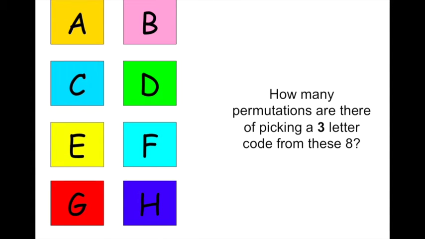Let's just look at one example when we've got some extra letters in there. If I was going to try and choose the permutations for a 3-letter code from these 8 letters, then there would be 8 choices I could make for the first letter, there would be 7 choices for the second letter, and there would be 6 choices for the final letter. So 8 times 7 times 6, or 8 factorial divided by 5 factorial.